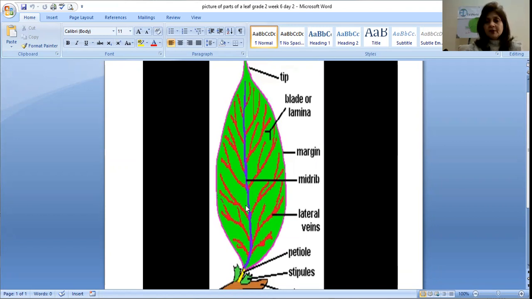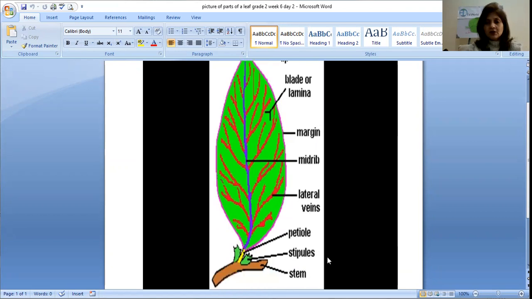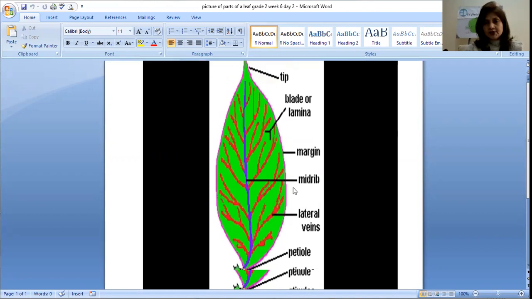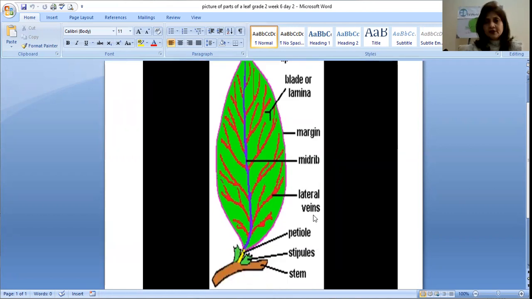These are the different parts of a leaf: a tip, a blade, margin, midrib, lateral veins, and stem. These are all different parts of a leaf. Now these parts are given in very great detail, but we need not go into detail, right? So you can remember, this is the tip of the leaf, this is the blade, this is the margin, this is the midrib, lateral leaf veins, petiole, and this is the stem, stipules. These are different parts of a leaf.